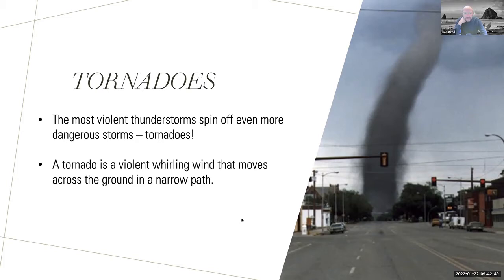So tornadoes arise from the most violent thunderstorms and are considered to be even more dangerous than basic thunderstorms themselves, with the cyclone-like swirling of the wind that moves in a narrow path across the ground, with such force of that wind, creating destruction just along that path and kind of a narrow swath that it passes along the ground.